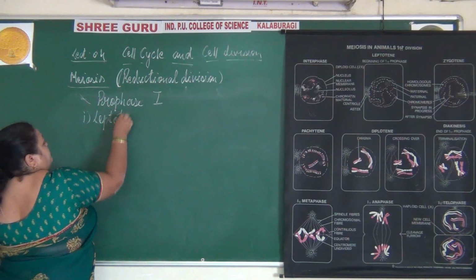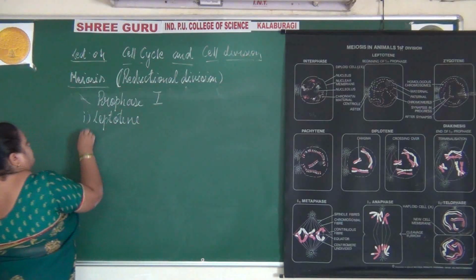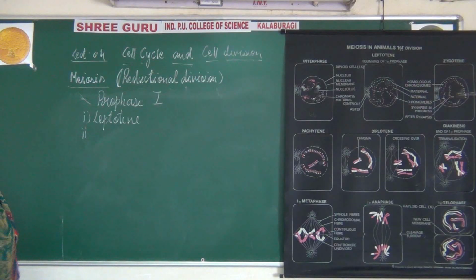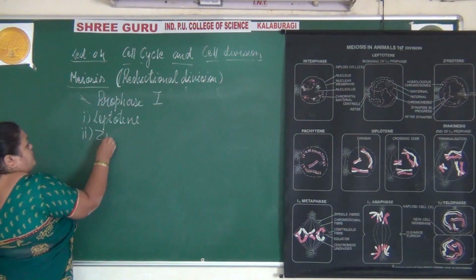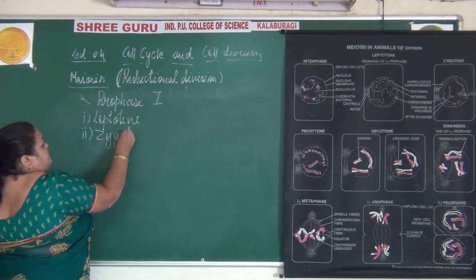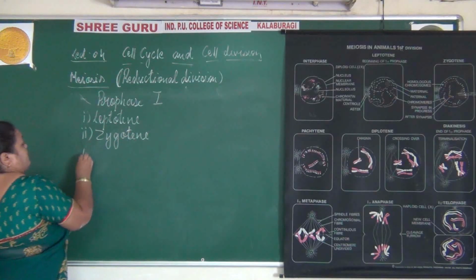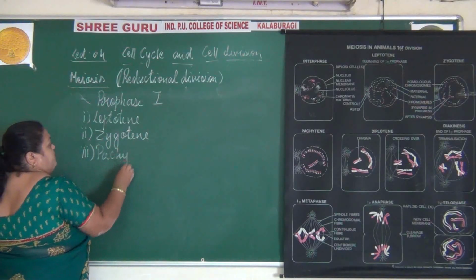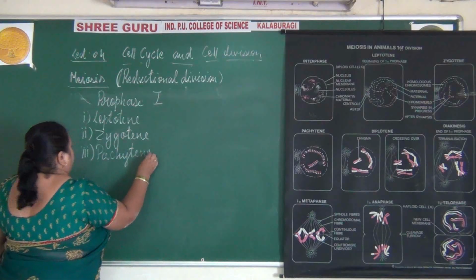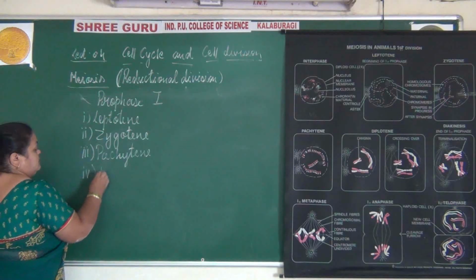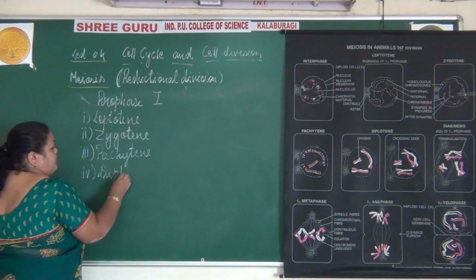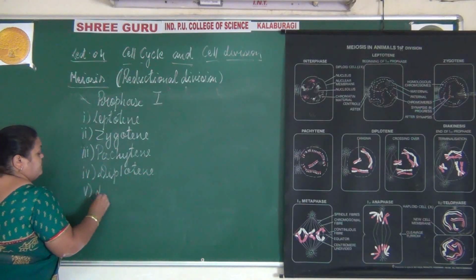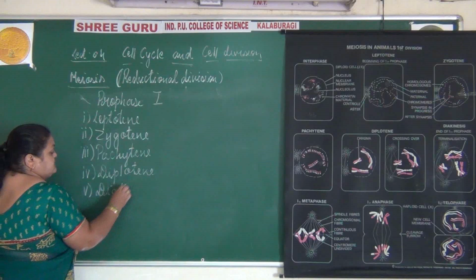Leptotene, zygotene, pachytene, diplotene, and diakinesis.